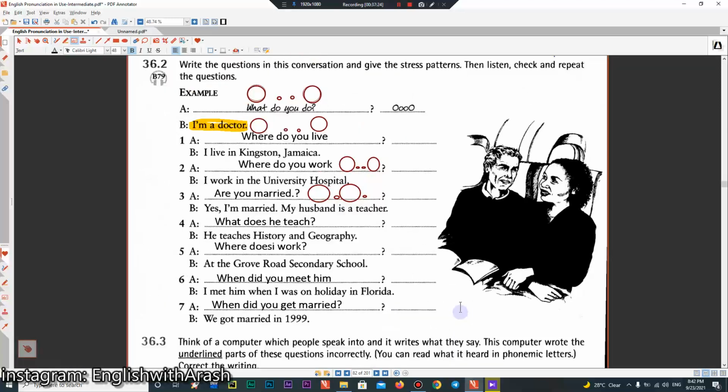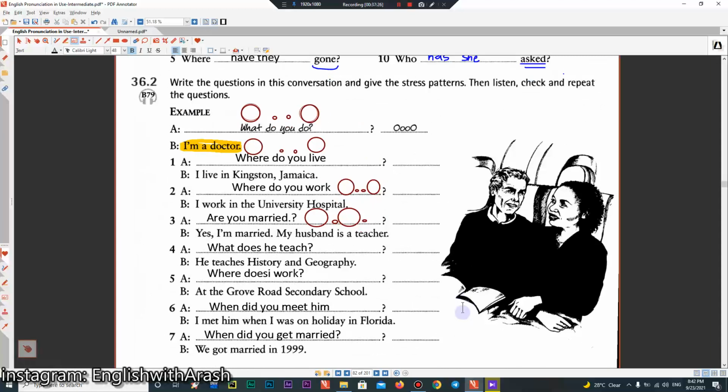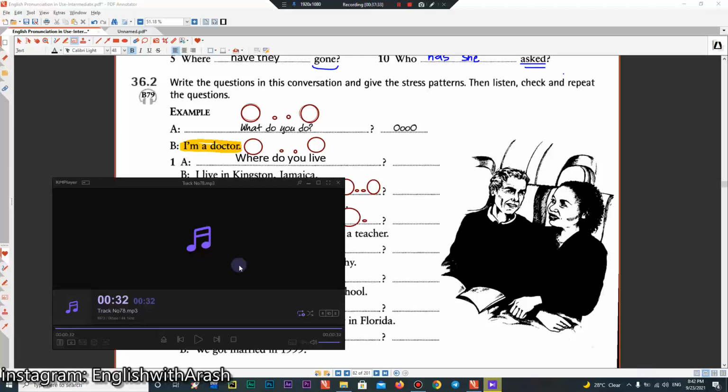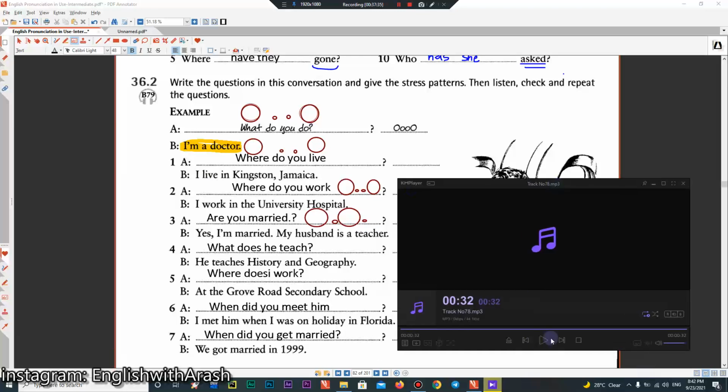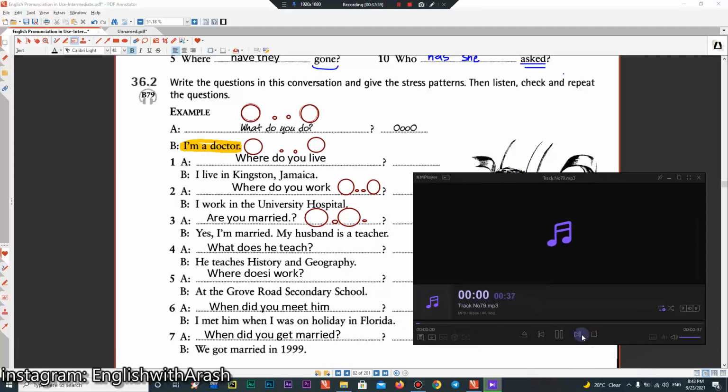Now we can check our answers. Good job everyone who typed. I didn't have time to read all of your names, but you all did a great job. Now let's check.